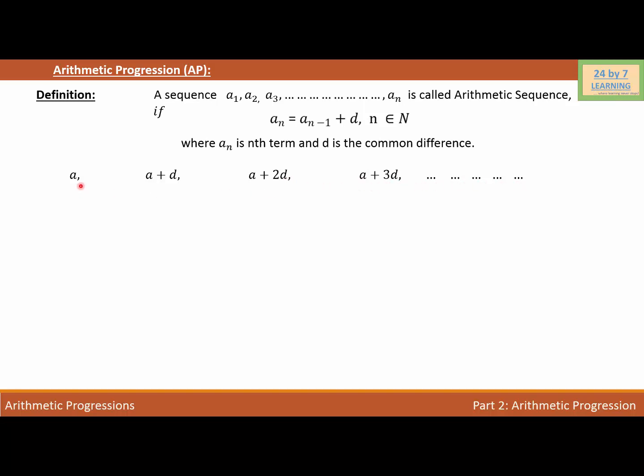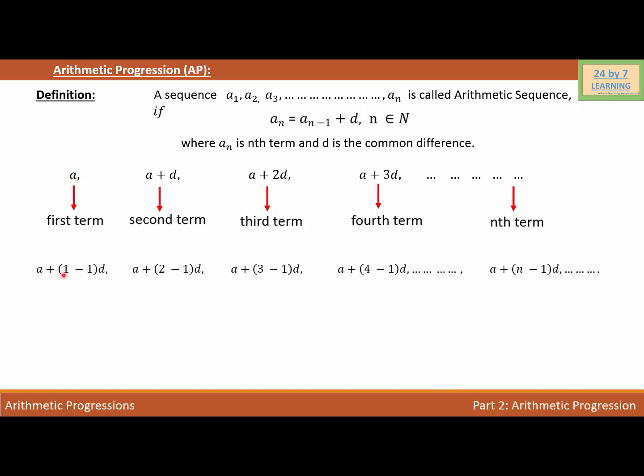You can see this is my first term, this is my second term, this is my third term, and this is my fourth term. In the same way, I have my nth term somewhere over here. If you look closely at this sequence, you can see the difference between any two consecutive terms is d, no matter which two terms you consider. Now I'm going to rewrite this a as a plus (1 minus 1) times d, because 1 minus 1 is 0, so 0 times d is 0. So a plus 0 is a, so there is no difference if I write the first term like this.